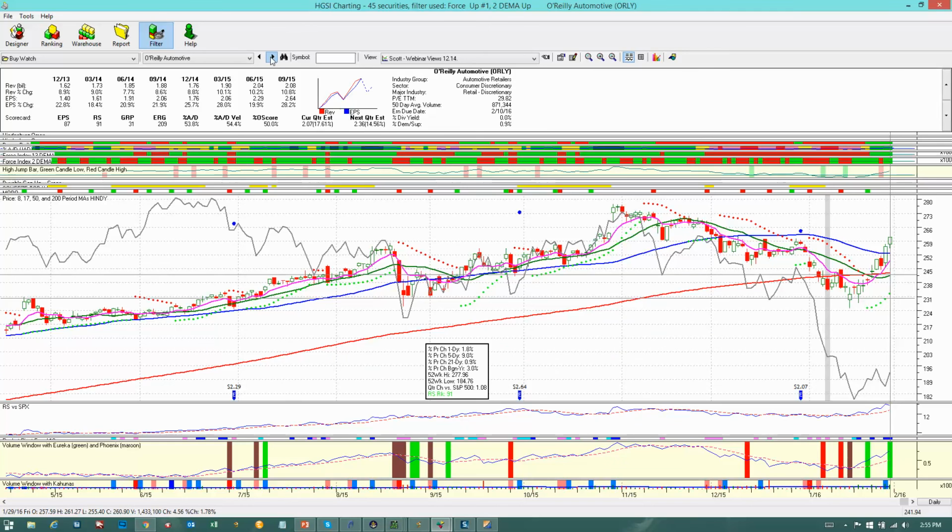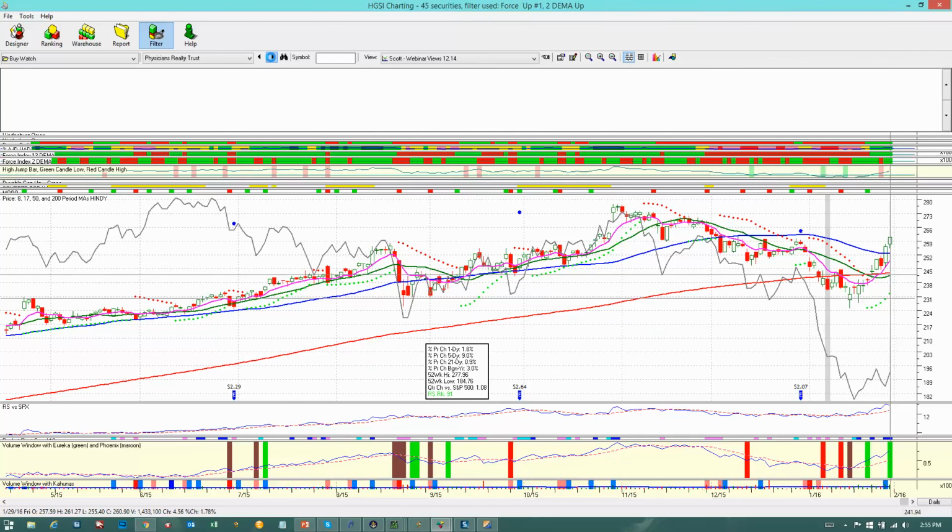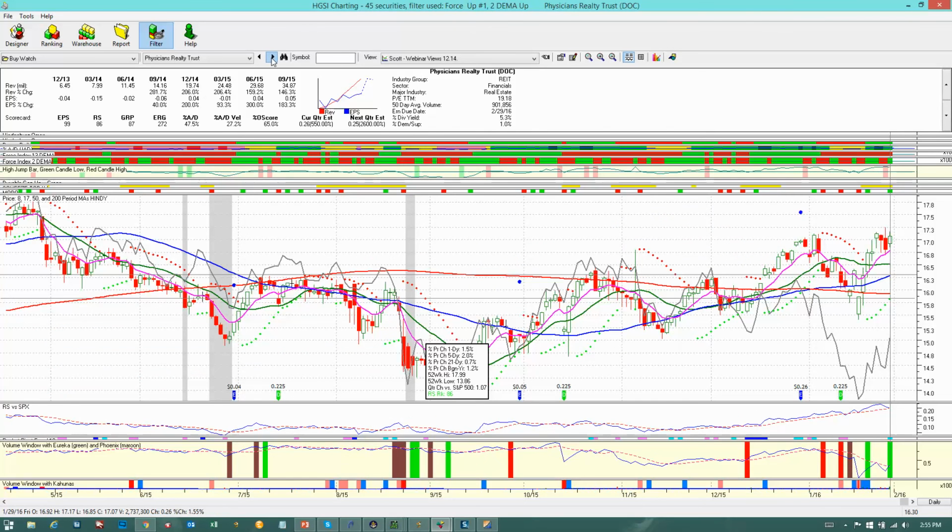O'Reilly's been one of those expensive automotive stocks that doesn't pay a dividend. It looks like they're on another up move. Physicians Realty Trust, another REIT. This pays a 5.3% dividend. Huge earnings per share growth. Support that.